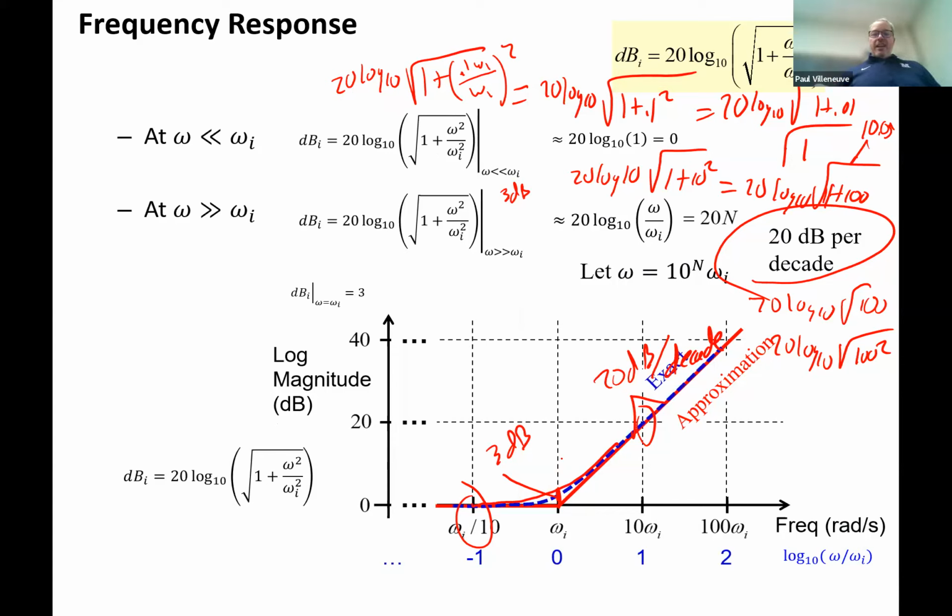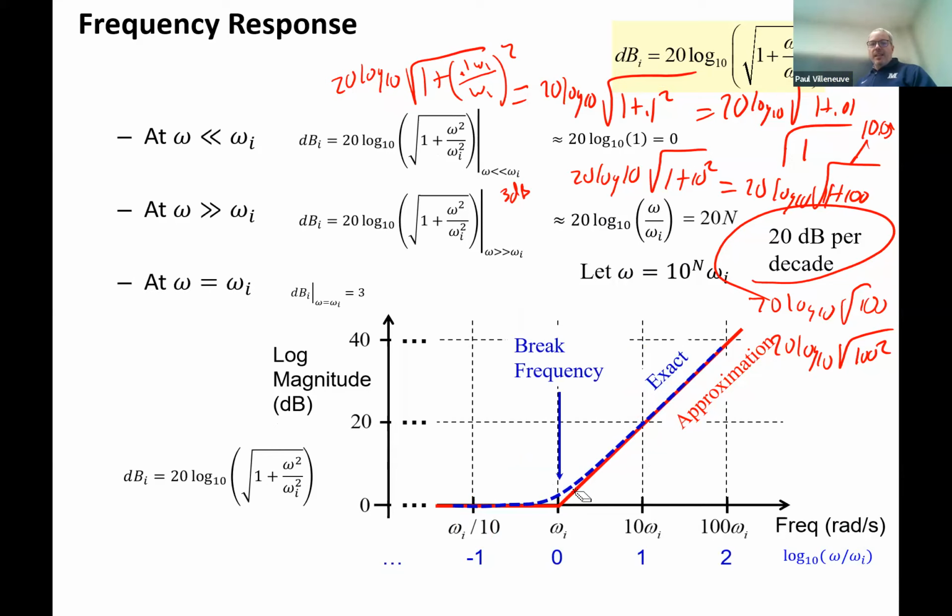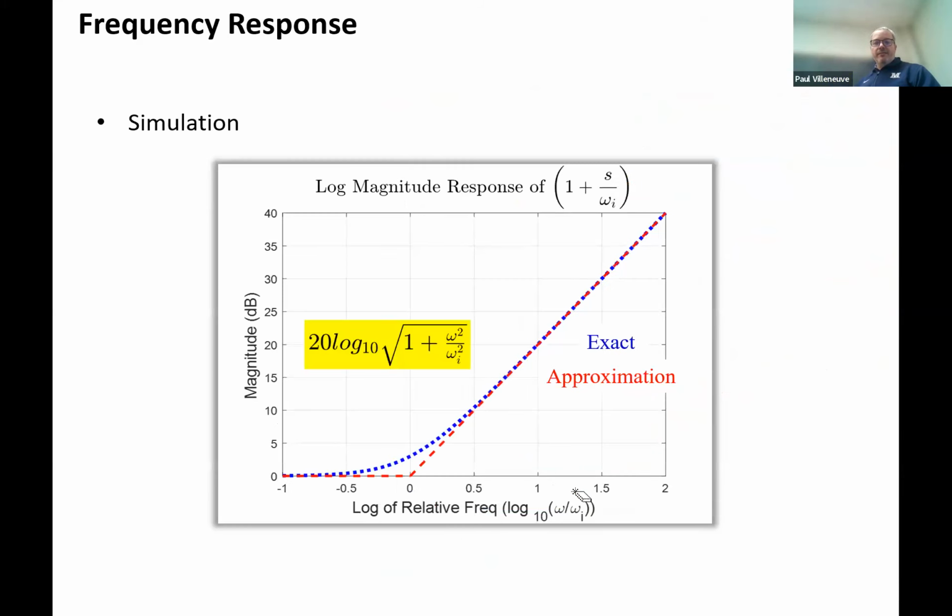So let me show you the exact one. I kind of sketched it in. Hopefully you can see that that's the error that we're getting. It's a maximum of 3 dB at the break frequency. Okay, so if we plot versus, we do our approximation, here's our frequency response.